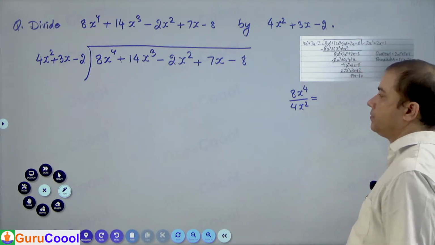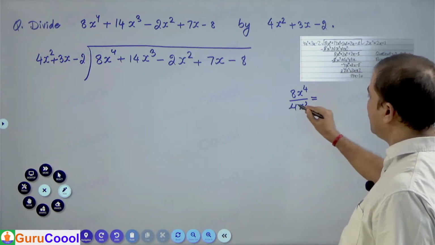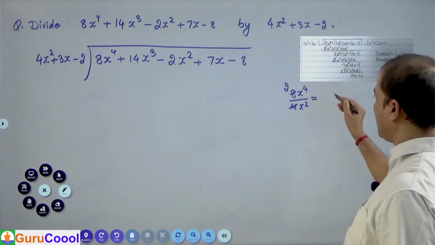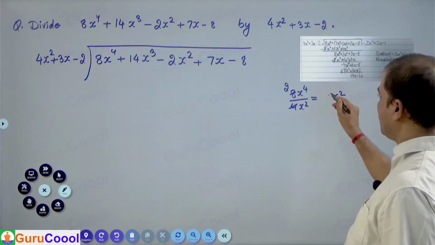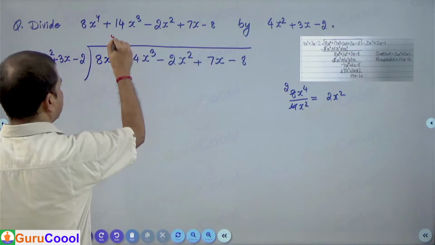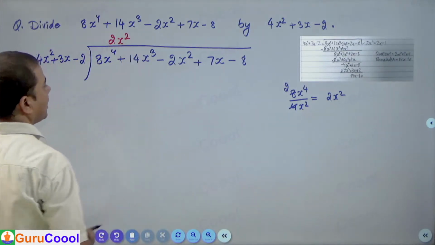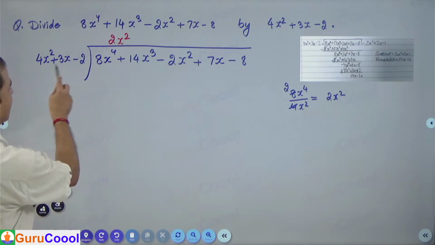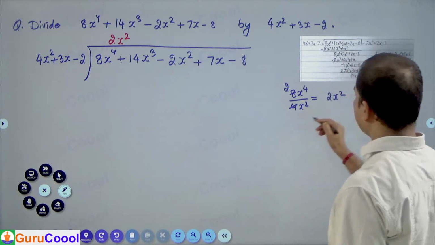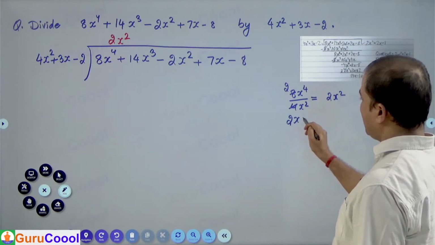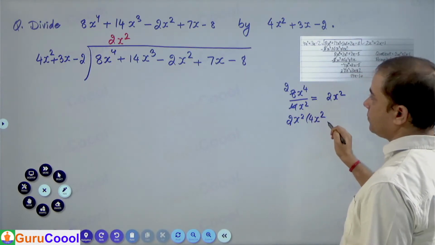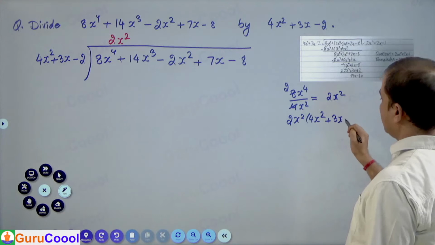How much is it? 8x power 4 divided by 4x square is 2x square. So 2x square is the first term in the quotient. Now 2x square will be multiplied with the divisor 4x square plus 3x minus 2.